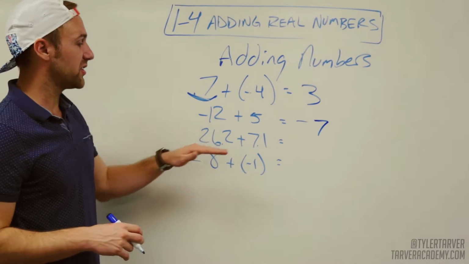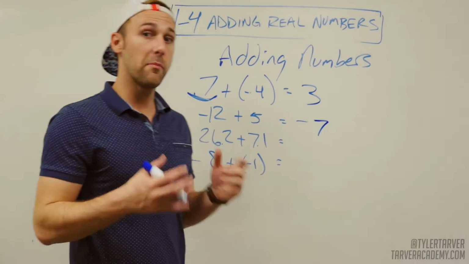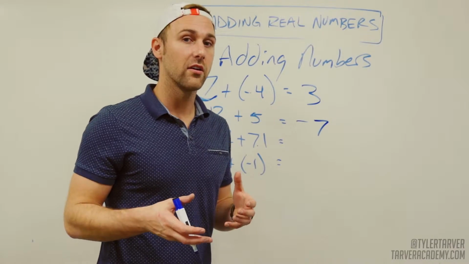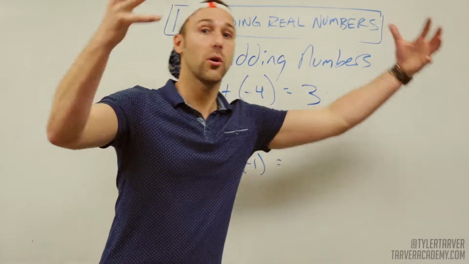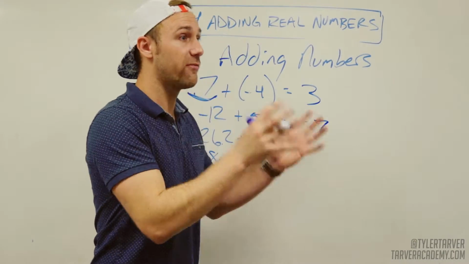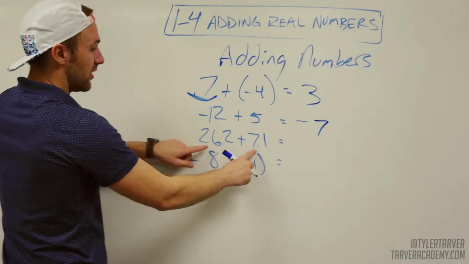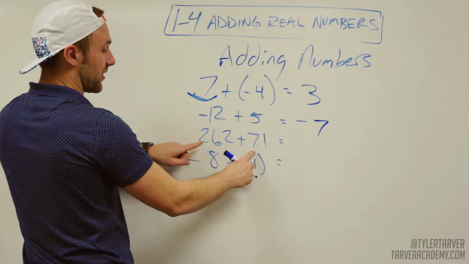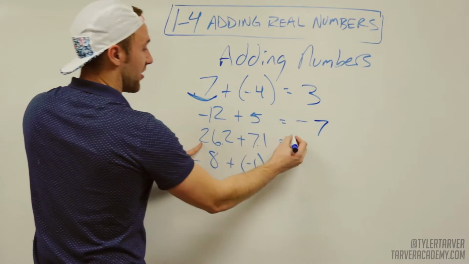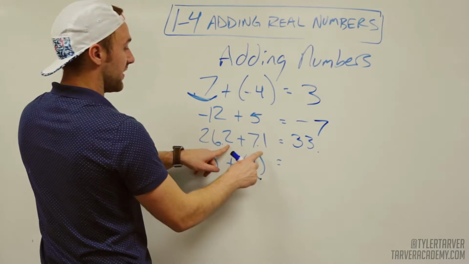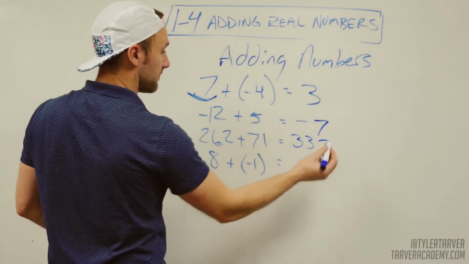Next, we got 26.2 plus 7.1. They're both positives. So when I add them together, they're going to be a bigger positive, okay? I'm going forward, and I just keep going forward, okay? So I would add these on the left of the decimal first. So 26 plus 7 is 33. Put my decimal in, and then 2 plus 1 is 3, okay?